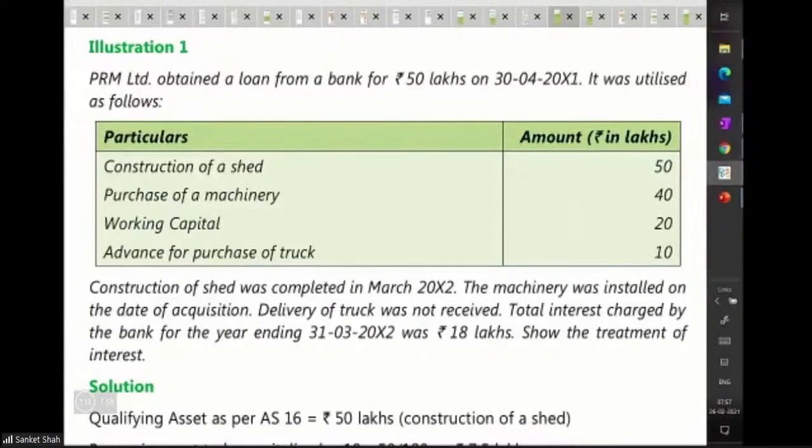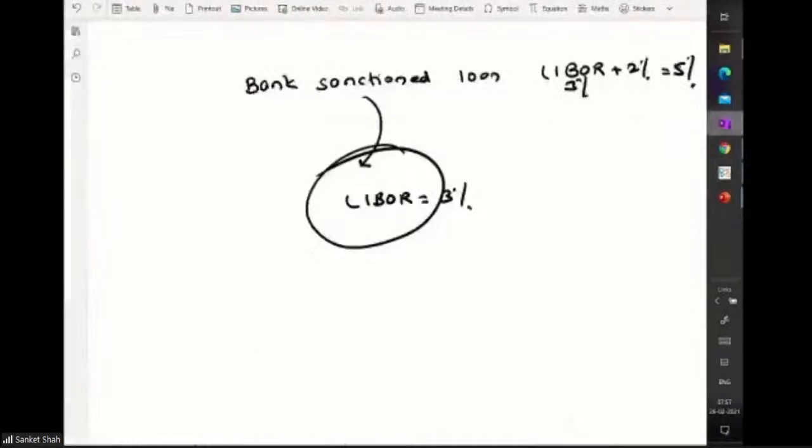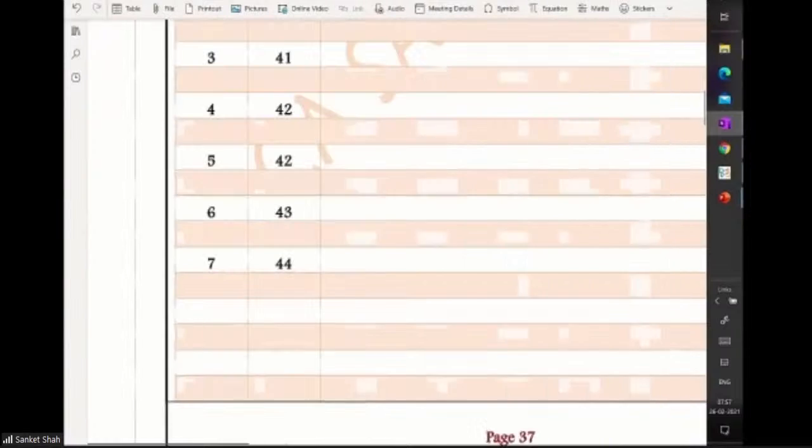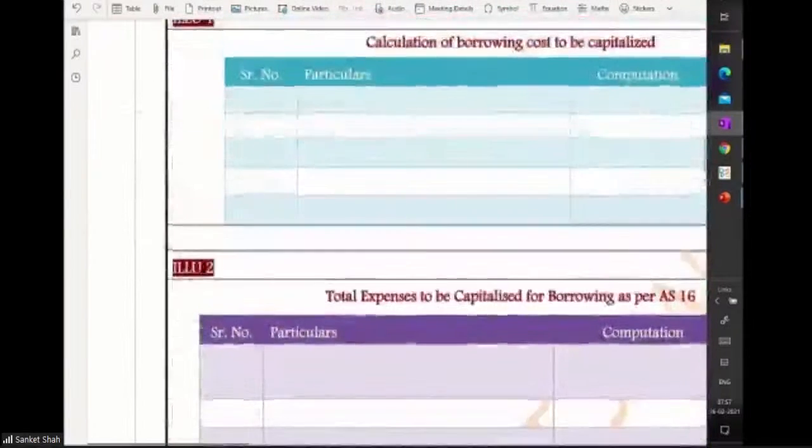Yes, Piyush, first time he answered. Yes, beta, you are correct. Only construction of shed is the qualifying asset. Now, how to write the answer in exam? Write down. How to present this? Write down the answer in exam.